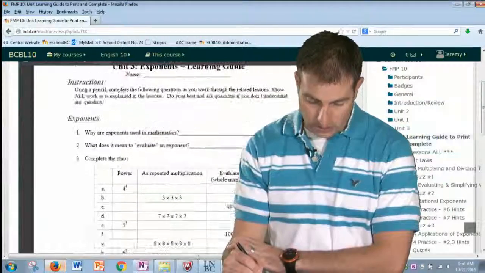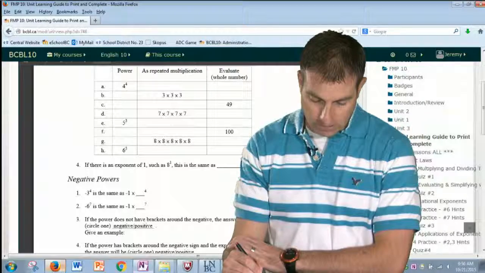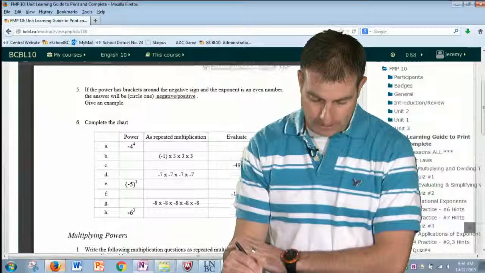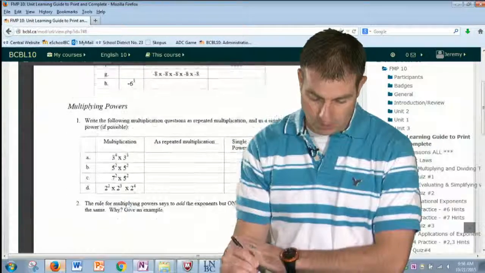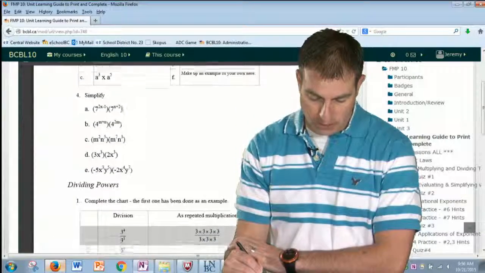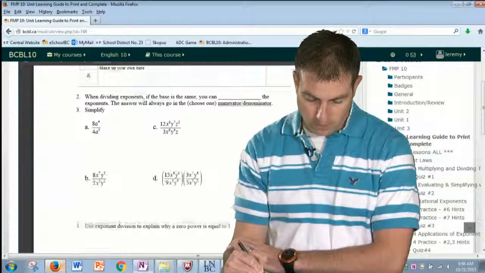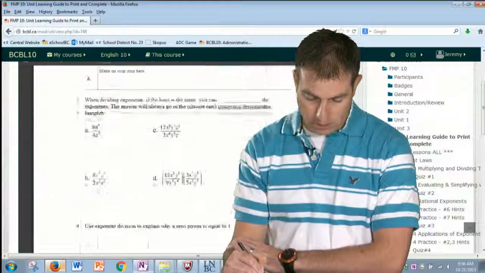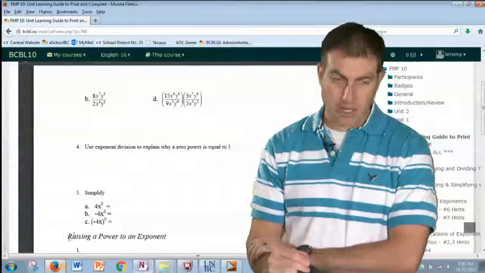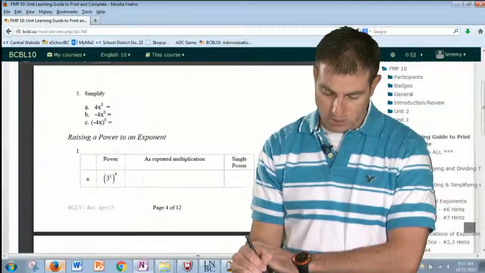So what can we do in the Unit 3 learning guide? Well, we can do exponents. We can do negative exponents. We can do multiplying powers. So we're good up to page 2, right, as a single power. You guys can do that. Dividing powers. There you go. So you guys can do basically the first 3 pages. Everything up to raising a power to an exponent. We're going to do that tomorrow.